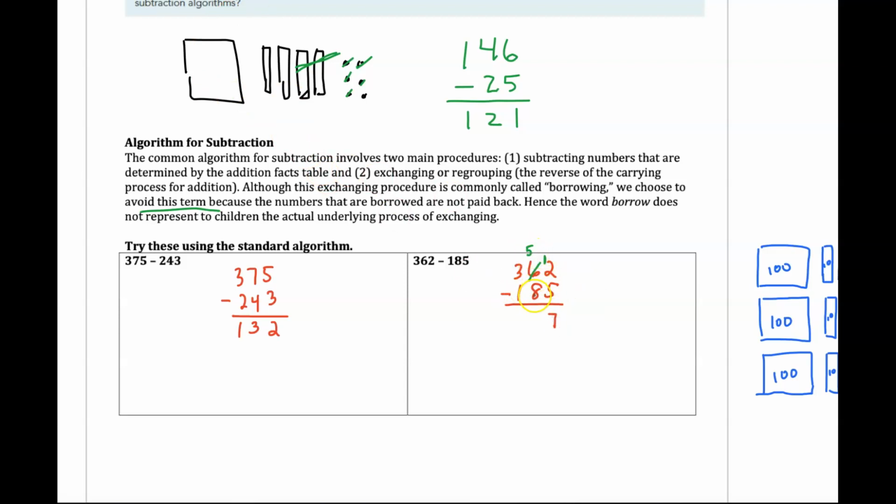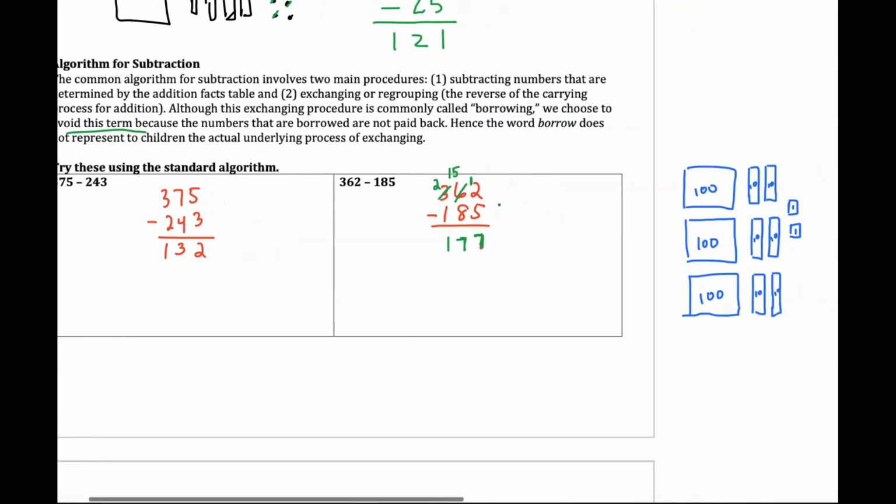Now we have 5 tens and 8 tens, and so what's not going to work is that it's not enough. So we take 3 of our hundreds, break one of those down, so now we have 2 hundreds, but now we have 15 tens of those 10 strips. 15 minus 8 is 7. 200 minus 100 is 100. And so you end up with your 177 right there. So that's the process of a standard algorithm.